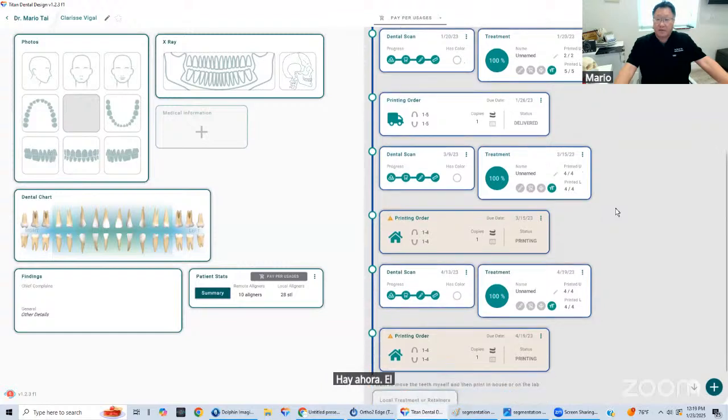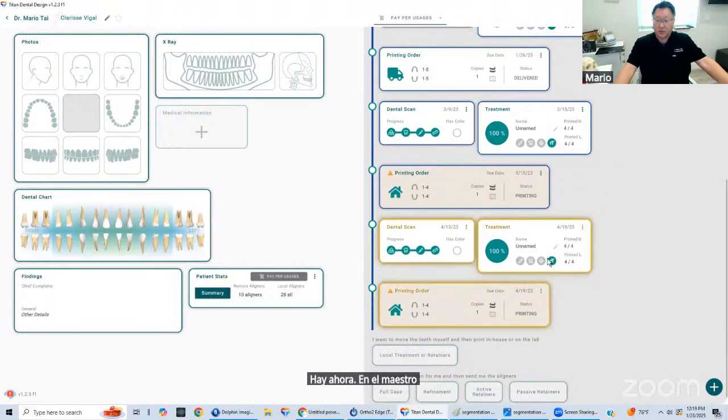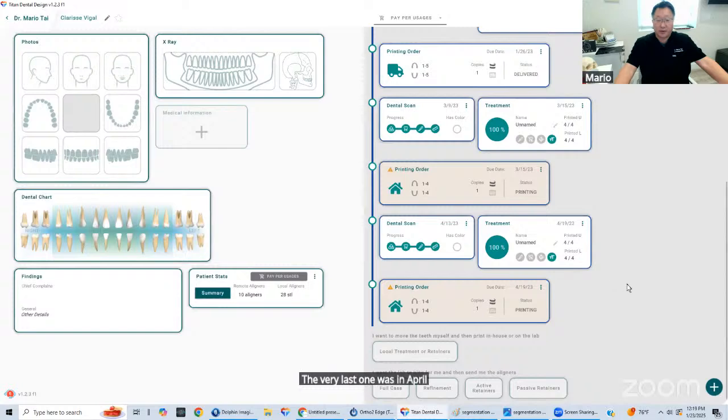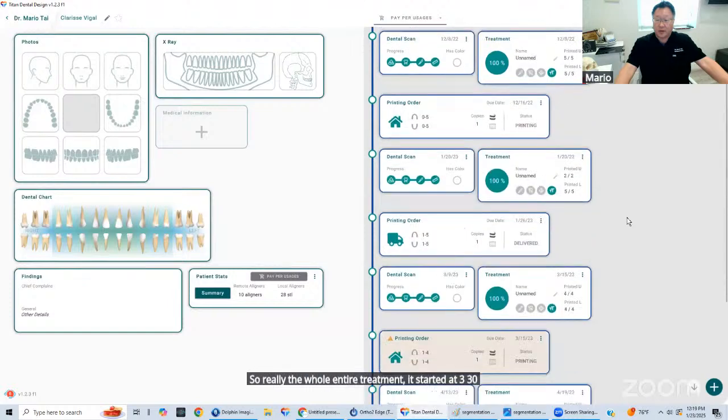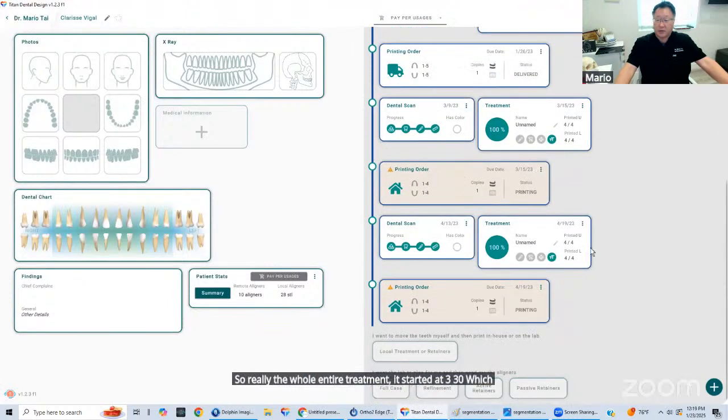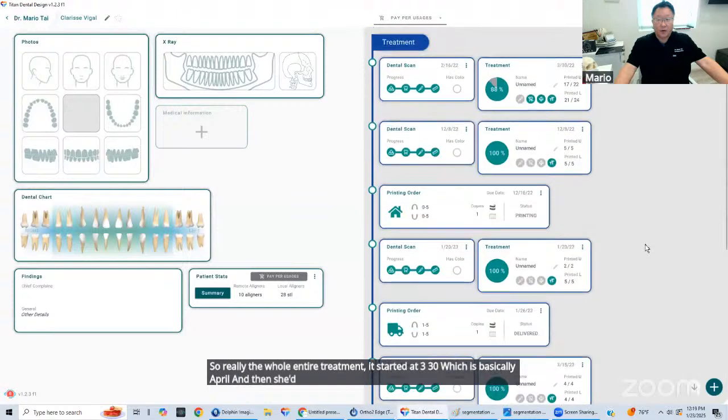And then I would do a refinement as I go through the clinic hours, and my staff will be able to do in-house printing and produce the aligners, and then we would give her a month, another month worth of refinement. As you can see, the very last one was in April, and she has no more refinements. So really the whole entire treatment started at 3:30, which is basically April, and then she finished in April. So in 1 year, we were able to achieve a treatment result of that sort.